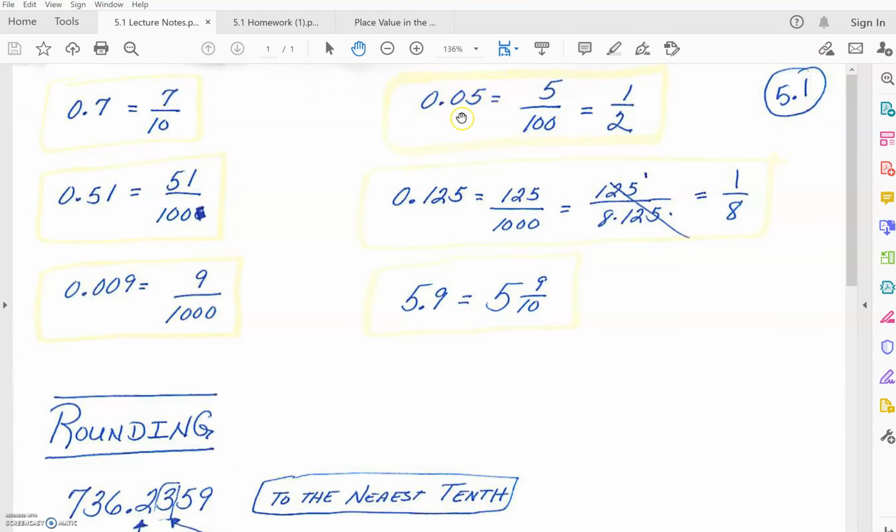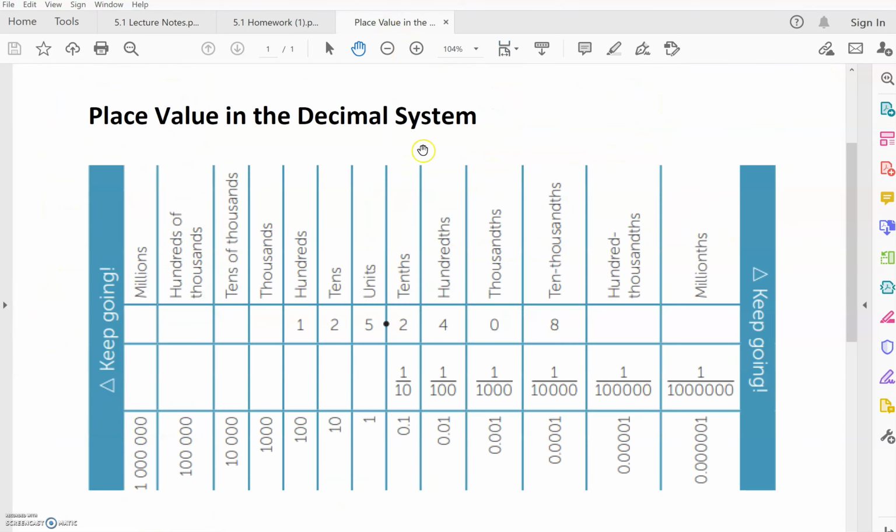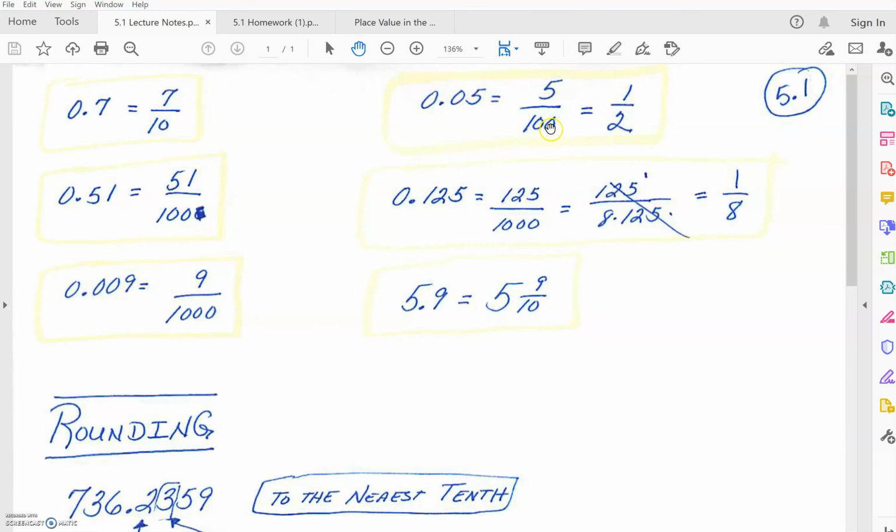Same thing up here with 0.05. 5 goes in the numerator, and then there are 2 digits. So we know 1, 2, it's a hundredth. So we know the 100 will go down in the denominator. And then if we reduce it down by factoring, you should be able to get that as, that's an error. That should be 1/20, not 1/2. Because if we're going to factor out, we leave the 1 on the top, and we also know 5 times 20 is 100.